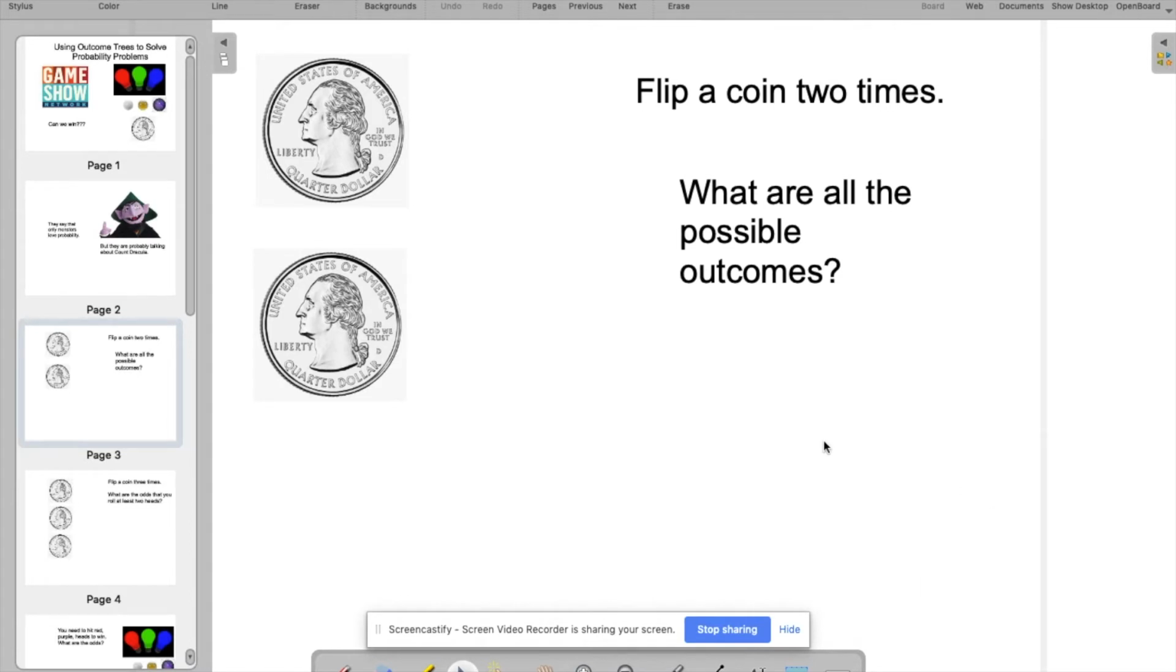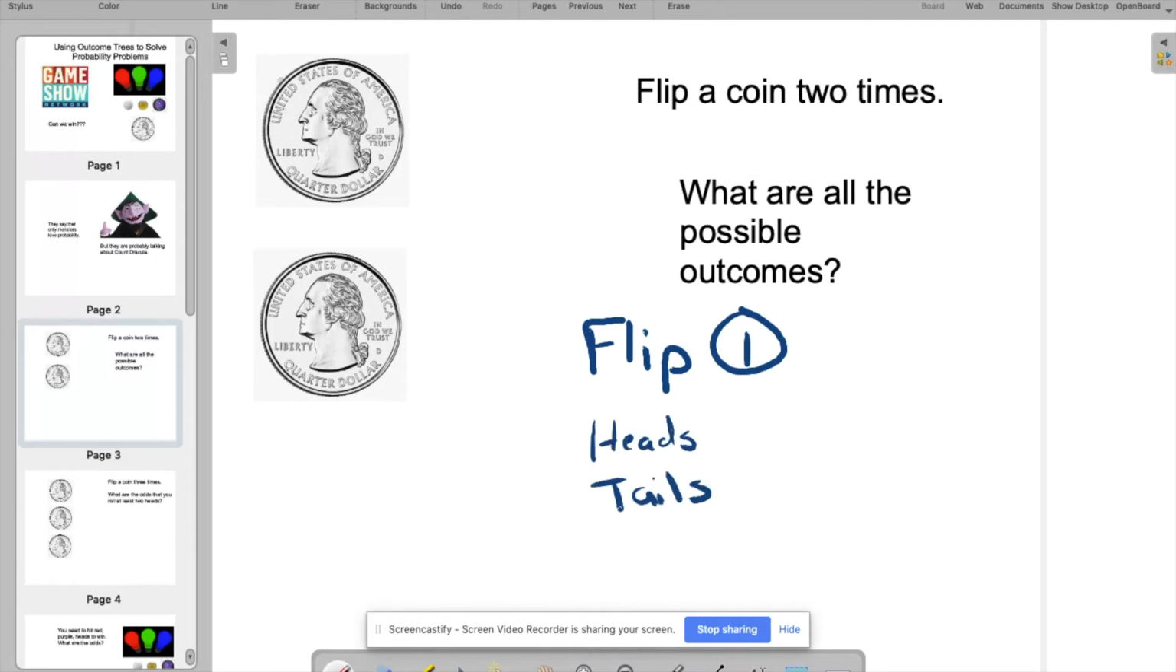So problem 1 says that we want to flip a coin 2 times. What are the possible outcomes? Well, if we think about when we're flipping the coin, flip 1 is heads or it's tails. Those are the only 2 options. When we're doing flip 2, it's also only heads or tails.